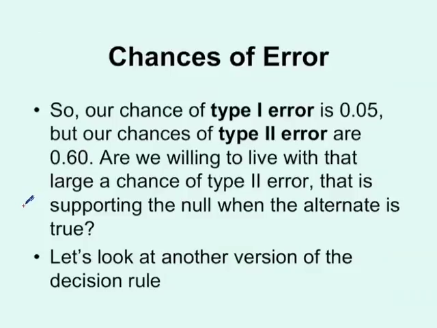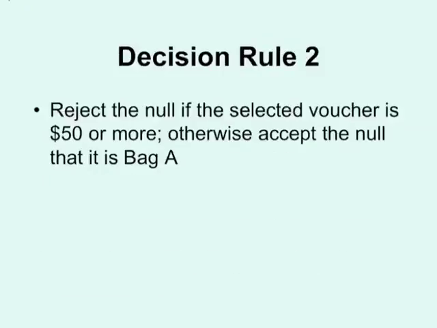Well, why don't we take a look and see what we can do about possibly reducing the probability of making a type 1 error. Well, to do that, what we're going to have to do is enlarge our rejection region, okay? So instead of just rejecting it when it's 60 or 1,000, we'll reject it when it's 50, 60, or 1,000, okay? So decision rule number 2 is reject the null hypothesis when the voucher is $50 or more.